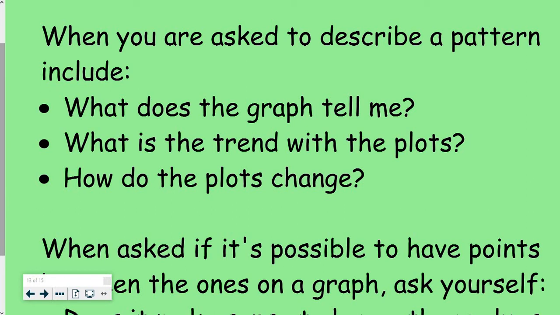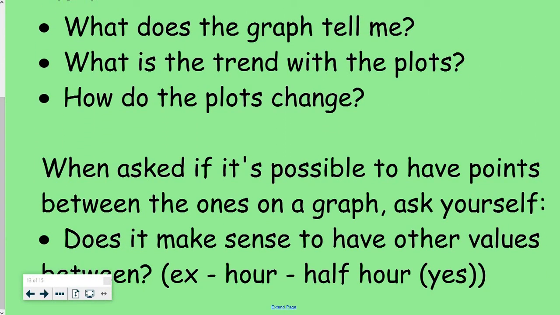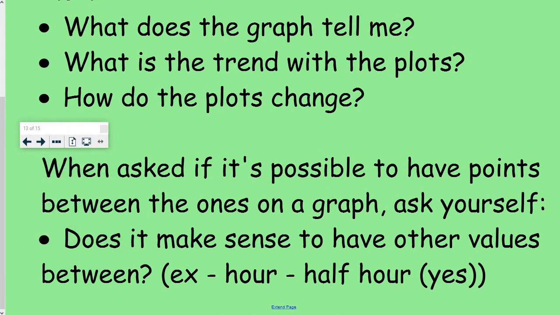So when you're asked to describe a pattern, what does the graph tell me? What is the trend within the plots, and how do the plots change? When it's asked to have plots between the ones on a graph, ask yourself, does it make sense to have other values between? So an hour, a half an hour? Yeah, that makes sense. A baseball, a half a baseball? No, you're not going to buy half a baseball. A human, a half a human? No. But if you're talking candy and half a candy, yeah, maybe you could work that.